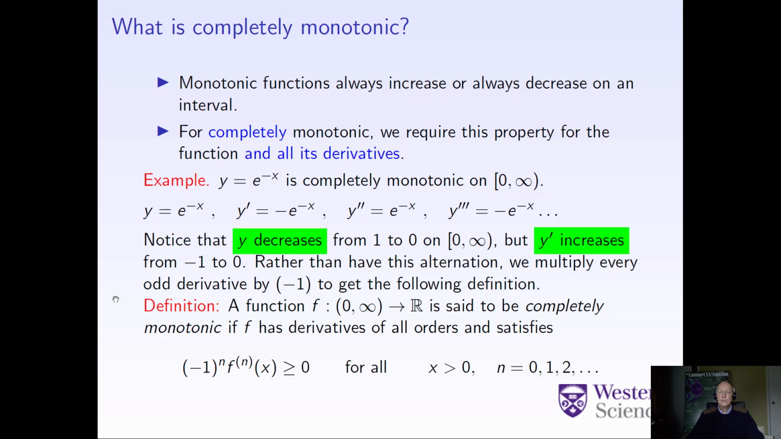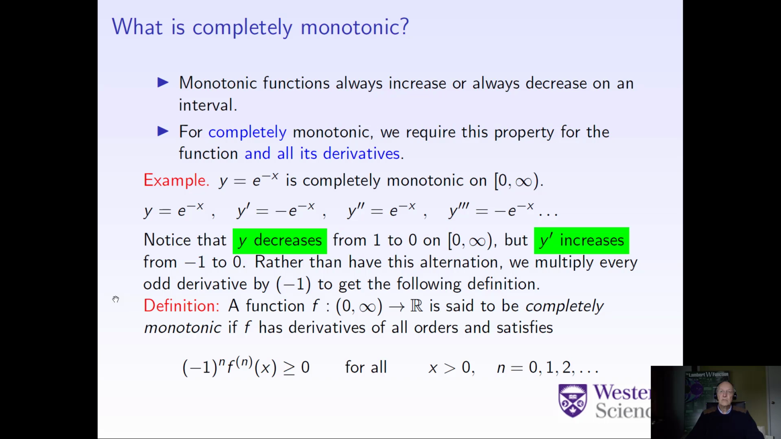When we add the word completely in front of it, we require that monotonicity property to apply not only to the function itself, but to all of its derivatives. And we require all derivatives to exist as well. As an example, I've given here e to the minus x. You notice that if x is equal to 0, e to the minus x equals 1, and then it decreases monotonically to 0. If I take its derivative, I get minus e to the minus x.